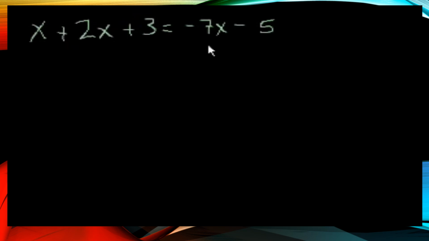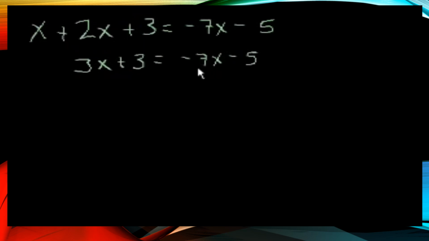So the first thing we can do is we could try to simplify each of the sides. Well, on this left side we have this x plus 2x. Well, what is x plus 2x? Well, that's like saying I have one apple and now I have two apples. So here I have one x and now I have two more x's and I'm adding together, so that equals 3x. 3x plus 3 is equal to minus 7x minus 5.